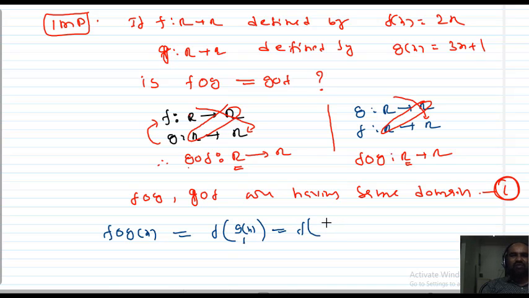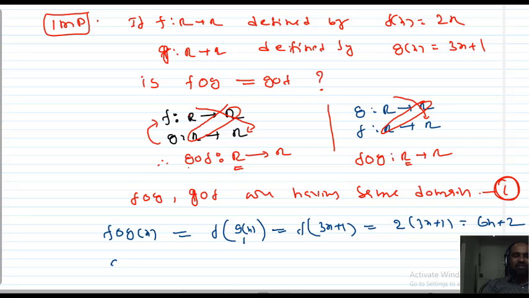F of G of X means what here? 3x plus 1. This is just like F of K. F of K means 2K. K means here 3x plus 1. That is equal to 6x plus 2.